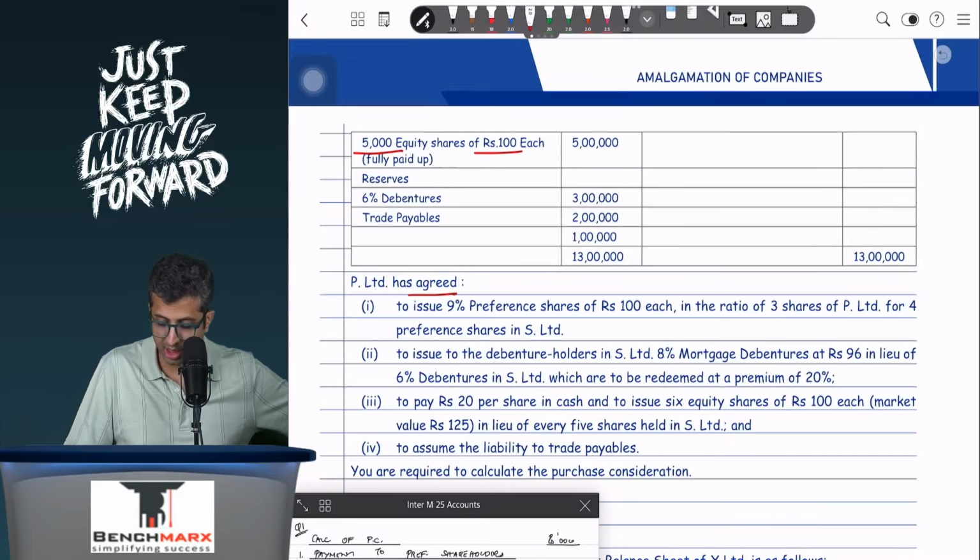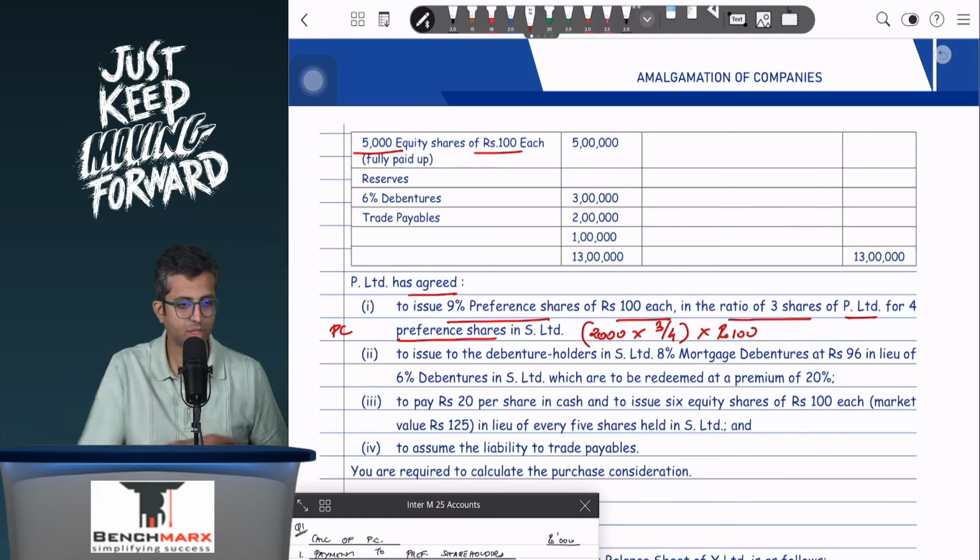P has agreed to issue 9% preference shares of rupees 100 each in the ratio of 3 shares of P for every 4 preference shares of S. This is a part of PC because it is payment made to the preference shareholders. For 2,000 preference shares, they have said we will issue 3 shares in P for every 4 preference shares.